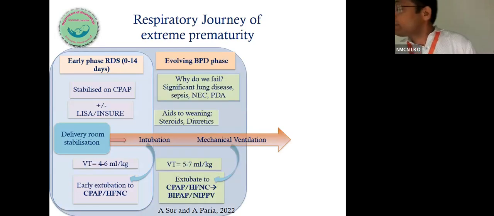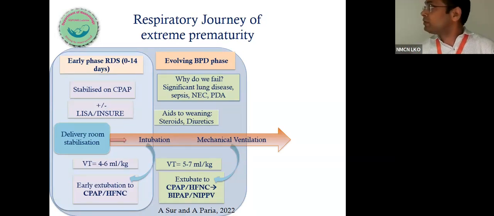Then, if the baby continues to be ventilated, we move into the evolving phase of BPD, which is from day 14 of life to 36 weeks of postmenstrual age. Most of the time, the causes of failure include either sepsis, NEC, or PDA. Majority of the times, we encounter these situations very frequently. Then, supporting aids can be either systemic steroids or diuretics.